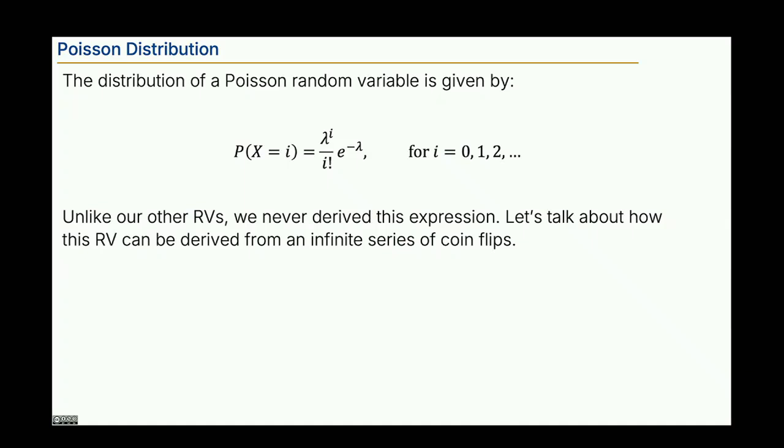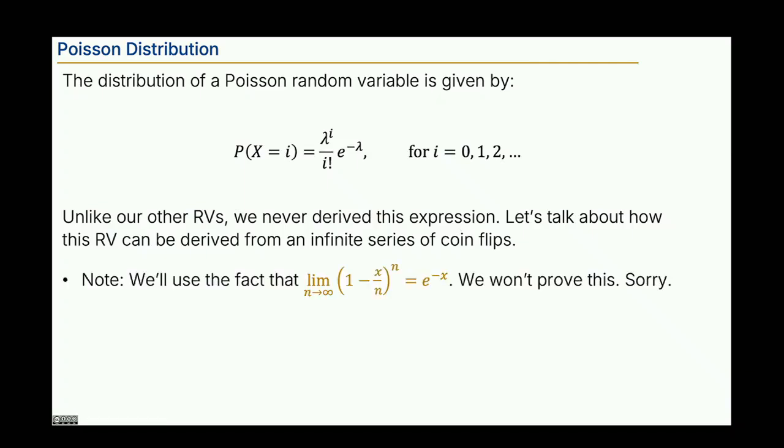Unlike our other random variables, we never really talked about where this expression came from. Bernoulli was trivial. Binomial took some exercise with our counting lectures. Geometric we derived from first principles without too much work. Poisson is a lot more work. We're going to derive it from an infinite series of coin flips ultimately. So why is that going to happen? I am going to note that we're going to use this math fact that the limit as n goes to infinity of (1 - x/n)^n is e^(-x).